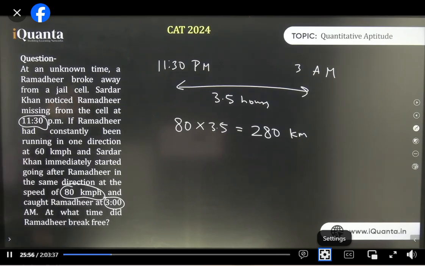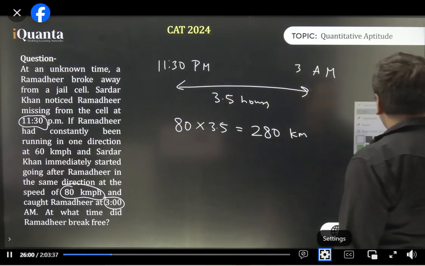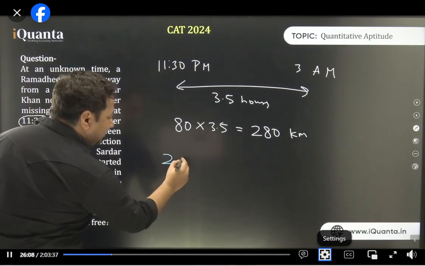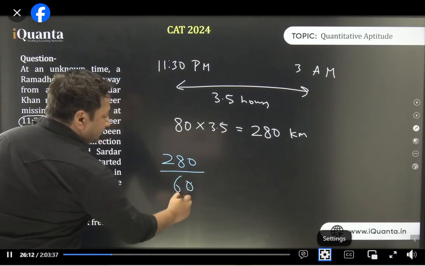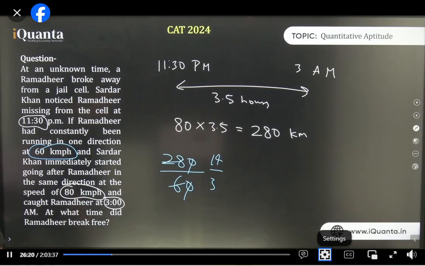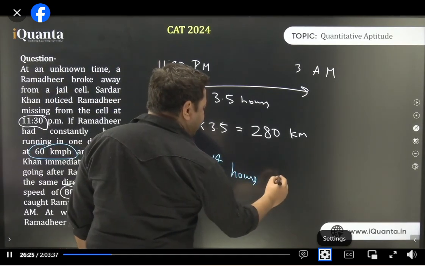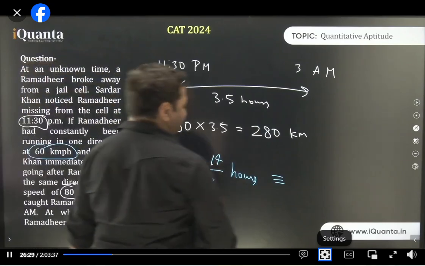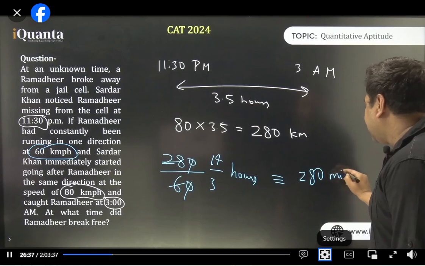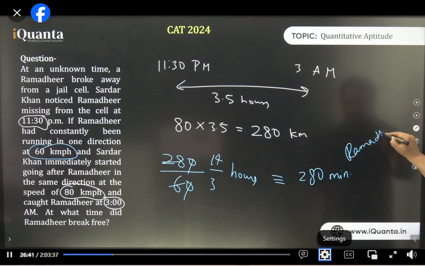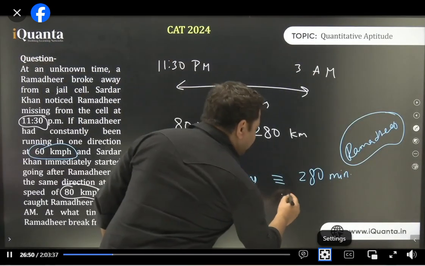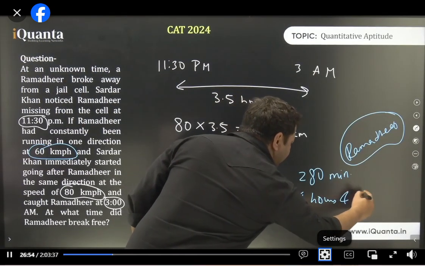We can say that. So basically Ramadhir Singh has also run 280 kilometers but at a lower speed, and that's the reason he got caught. So his speed is 60. That means the time taken by Ramadhir to run 280 kilometers might be 280 upon 60, which comes out to be 14 by 3 hours. Which means we can convert it to minutes by multiplying with 60. It will be 280 minutes. That means Ramadhir Singh has run for 280 minutes, that means 4 hours and 40 minutes.